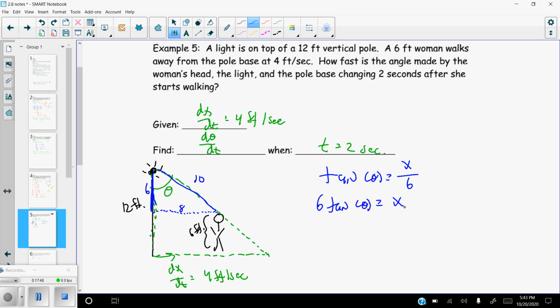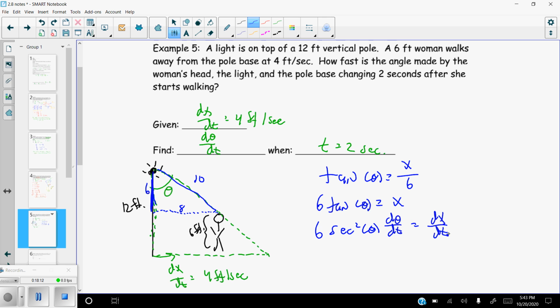Now we can take a derivative, because that relates everything. So the derivative of 6 tangent of theta is going to be 6 secant squared theta. Don't forget theta is changing, so chain rule says d theta over dt, which we kind of need because that's what we're solving for. And then the right side is the derivative of x, which is 1 dx dt.